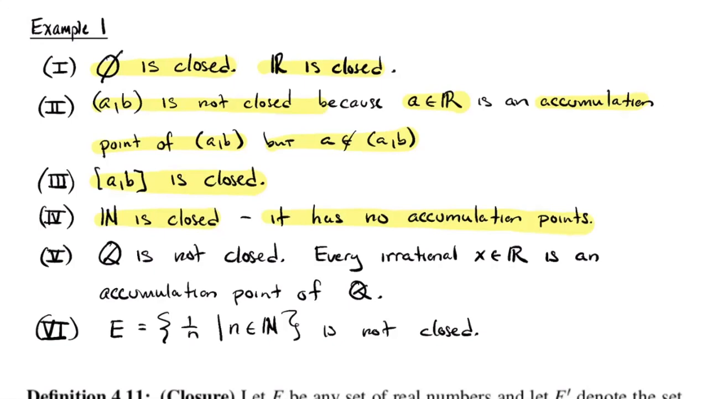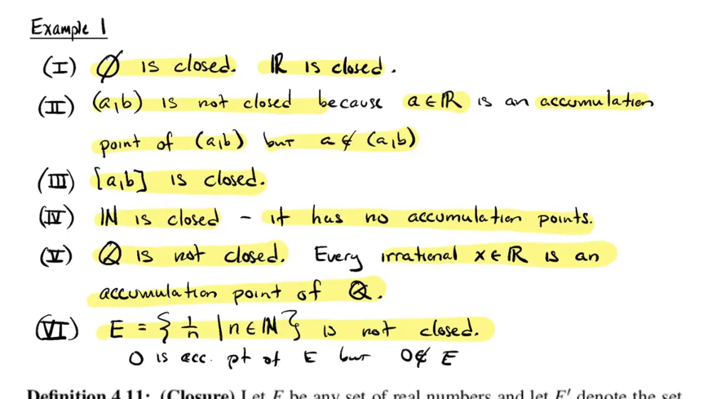The rational numbers are not a closed set. For example, any irrational number is an accumulation point of the rationals, but it doesn't belong to the rationals. Our set E, the reciprocals of the natural numbers, is not a closed set. Yes, 0 is an accumulation point of E, but it doesn't belong to E. So if a set is missing so much as one of its accumulation points, it's not a closed set.